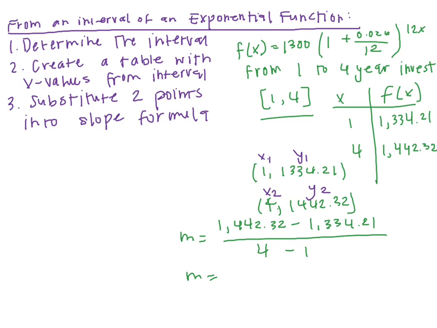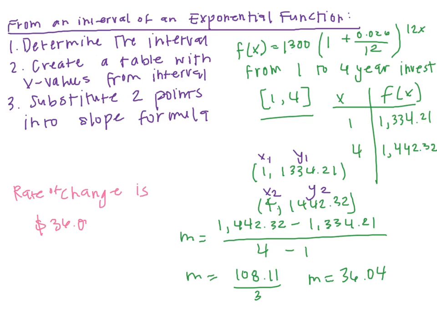When you subtract in the numerator, we get $108.11 divided by 3 years. And that gives us a slope of $36.04. So if I'm talking about an investment here, I would say that my rate of change, the amount of money that is added to my investment, is $36.04 per year.